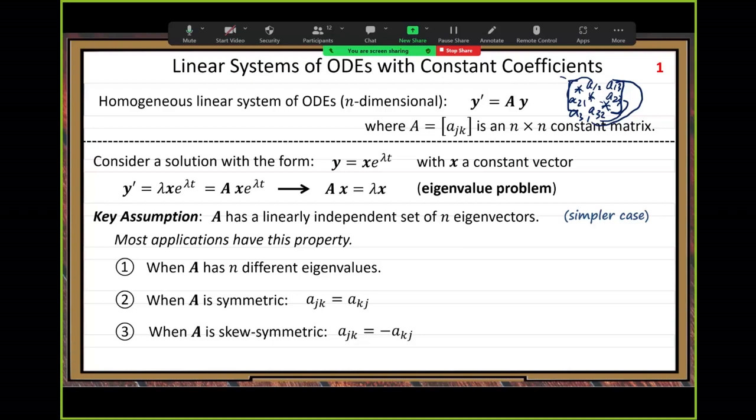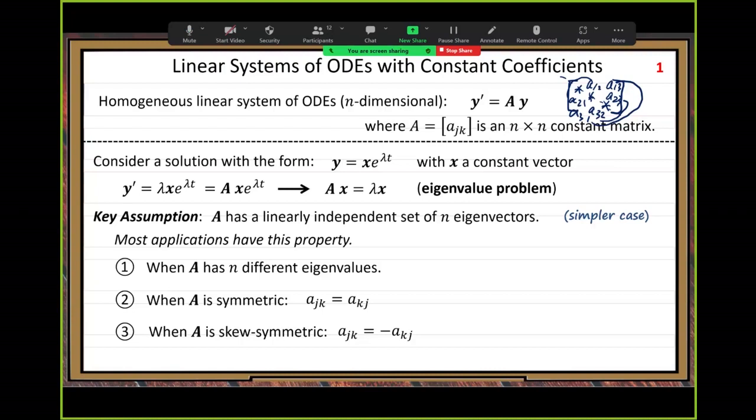Not symmetric, but after you flip with respect to the diagonal, you need to change its sign, opposite sign. So minus A_kj. That's called skew symmetric. For this type of matrices, we also have the condition that A has a linearly independent set of n eigenvectors. So with these 3 cases, these 3 cases may not cover all of them, but they cover most of that case.